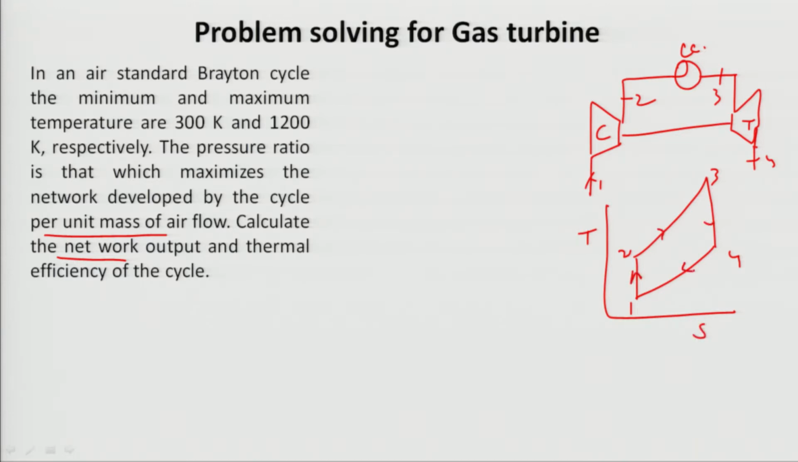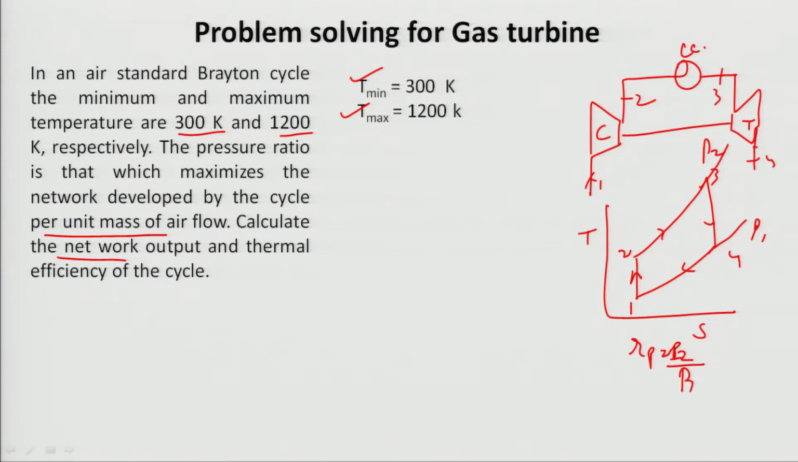We have to find out certain things here. What things are given in the problem? Minimum temperature is given to you as 300 Kelvin, maximum temperature is given to you as 1200 Kelvin. Pressure ratio, what is this? Suppose this is the pressure P2, this is the pressure P1. The pressure ratio is P2 upon P1, that is not given to you, that we have to find out. For finding it out, it is given that the pressure ratio is such that it maximizes the net work developed.